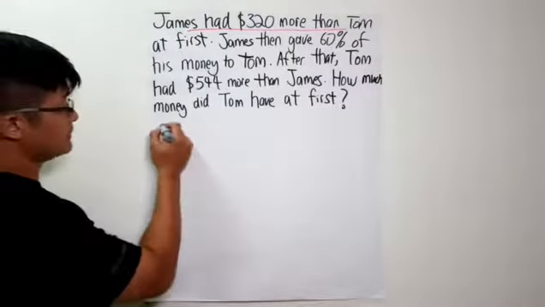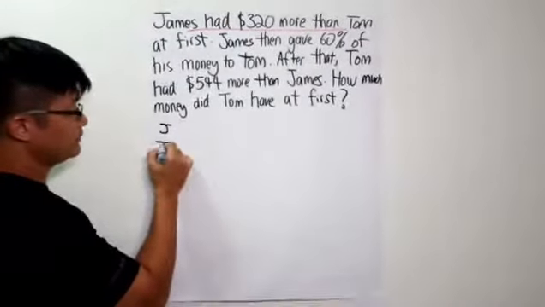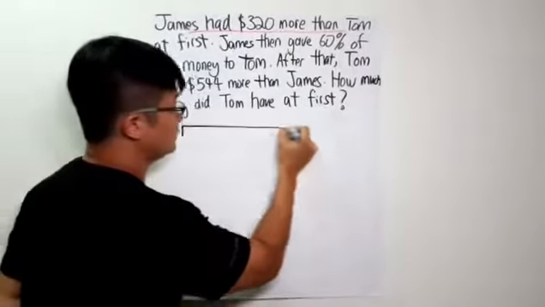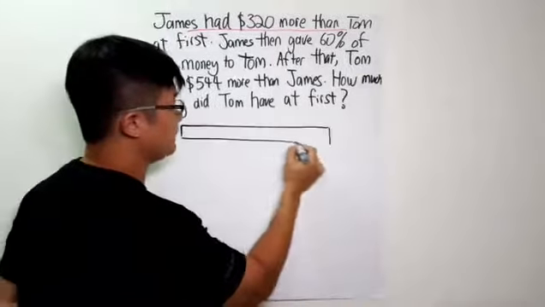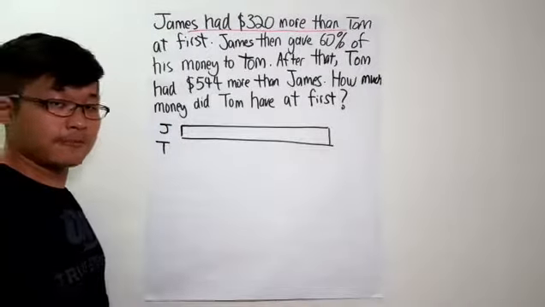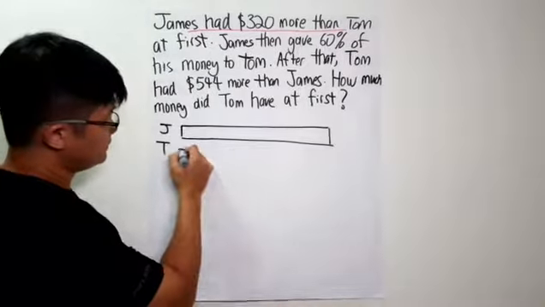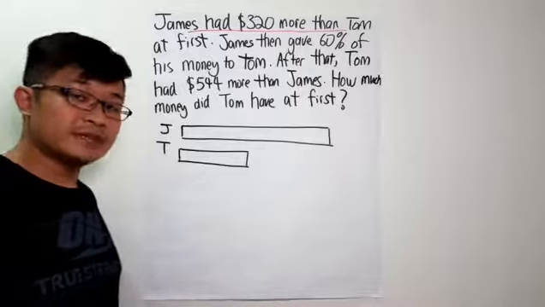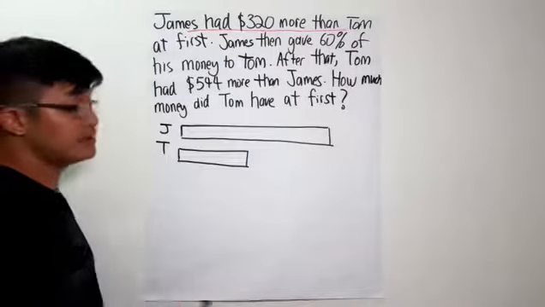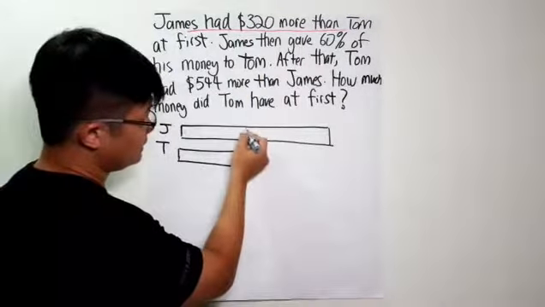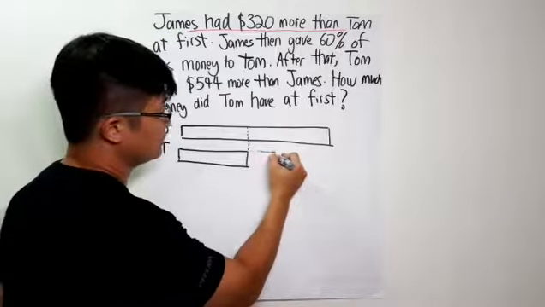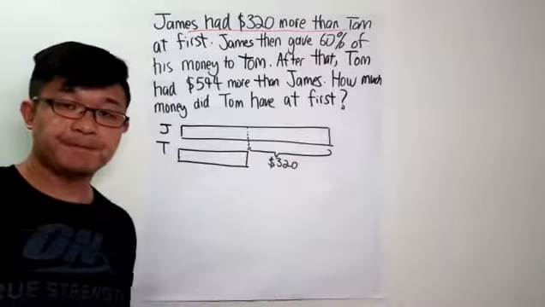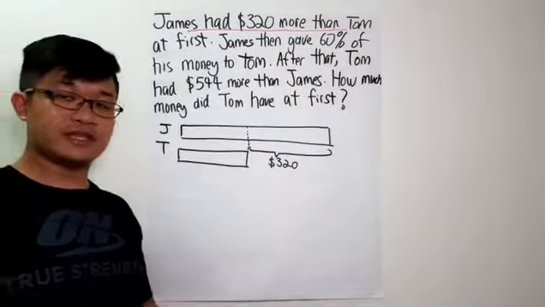Okay, we will draw James and Tom, and James will have a significantly larger model. I'm drawing it pretty big for a reason which you will see in a while. And Tom has got a smaller portion. Alright, now how much more does James have? Well, 320. And that 320 goes on here. Most students should be able to do this at the very least.